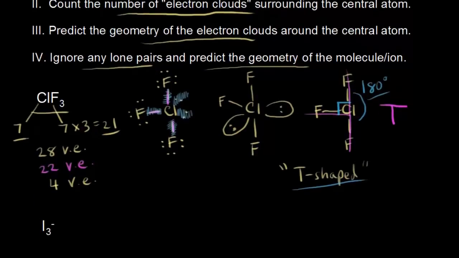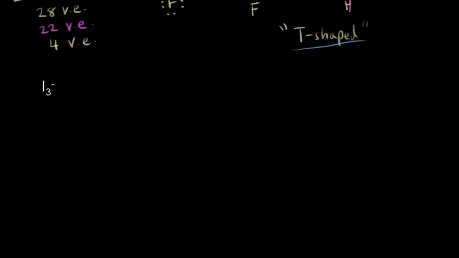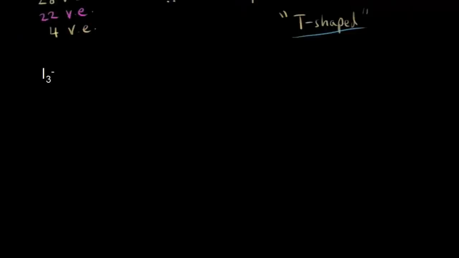So this is the triiodide ion, I3 with a negative charge here. We need to draw the dot structure, so we need valence electrons. Iodine's in group 7, so 7 times 3 gives us 21 valence electrons, but this is an ion, so it has a negative charge. It has an extra electron, so we have to add 1 to that. So 21 plus 1 gives us a total of 22 valence electrons to show in our dot structure.